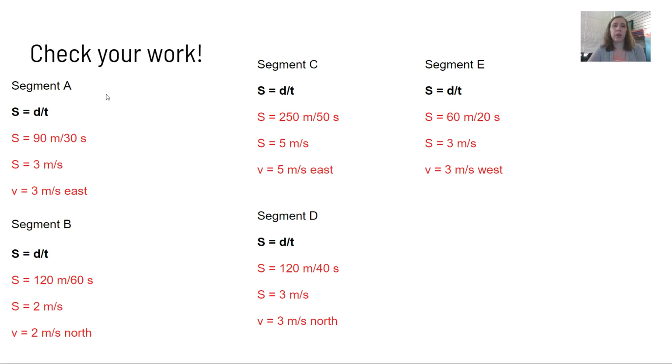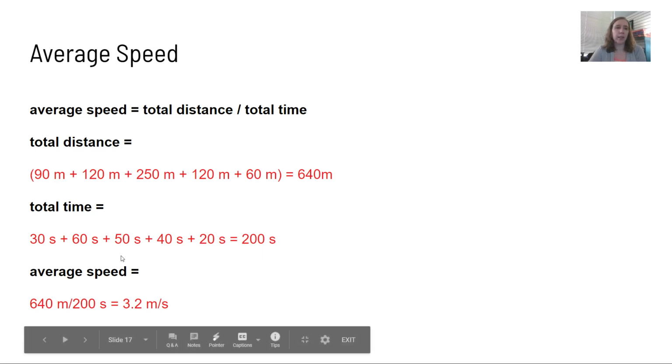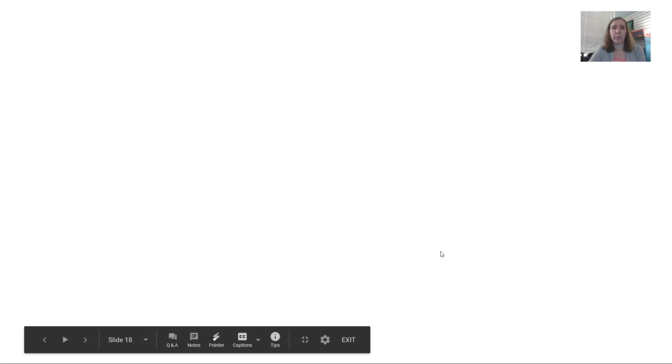Okay, you can go ahead and check your work. Pause the video and check your work. Make sure your answers are the same. If they're not, go back and revise. For average speed, we should add up all segments traveled. So total distance traveled is 640 meters. It took 200 seconds. So average speed is 3.2 meters per second.